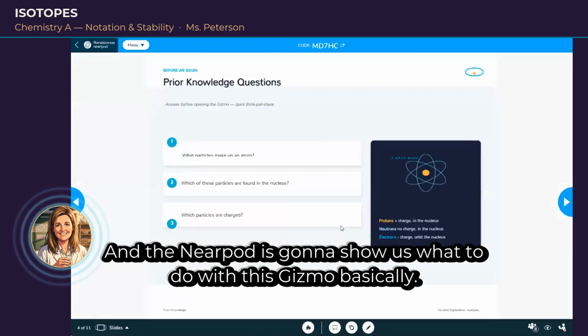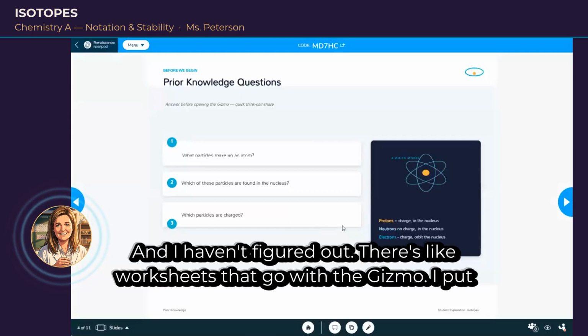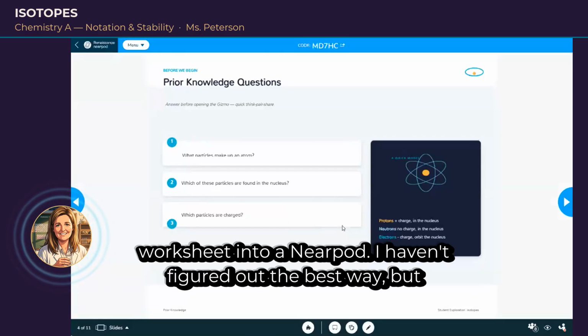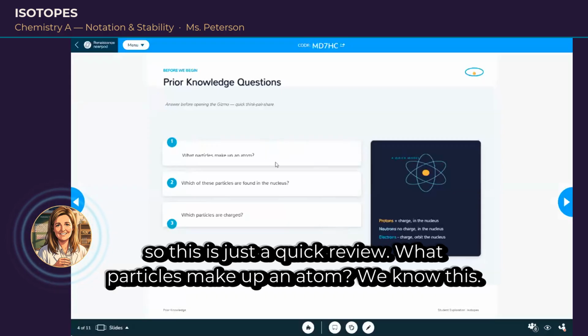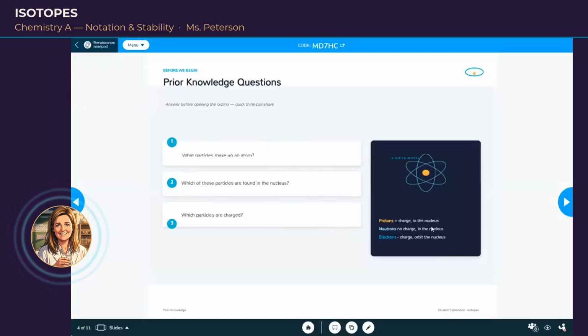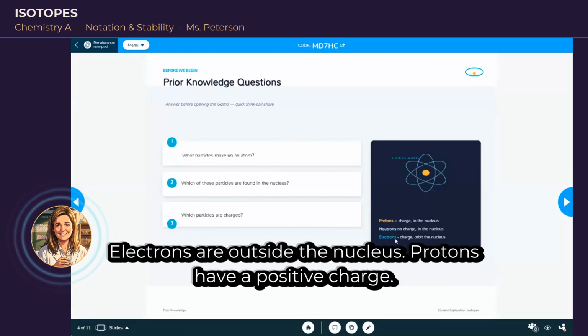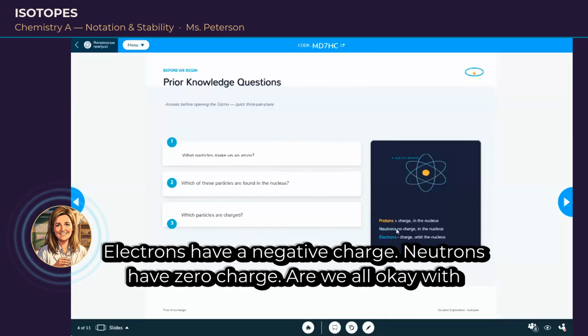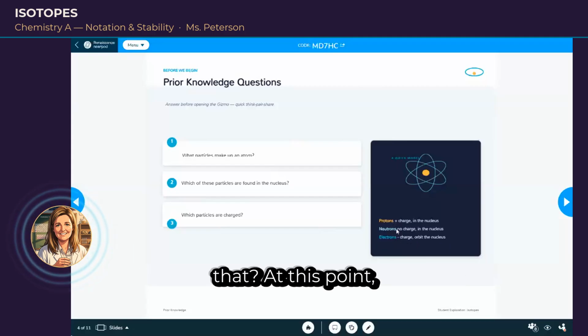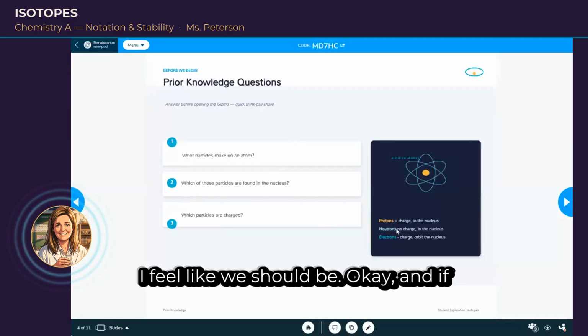The Nearpod's going to show us what to do with this gizmo, basically. There are worksheets that go with the gizmo, and I put the worksheet into a Nearpod. I haven't figured out the best way, but this is just quick review. What particles make up an atom? We know this. Protons, neutrons, and electrons. Protons and neutrons are in the nucleus. Electrons are outside the nucleus. Protons have a positive charge. Electrons have a negative charge. Neutrons have zero charge. Are we all okay with that at this point?